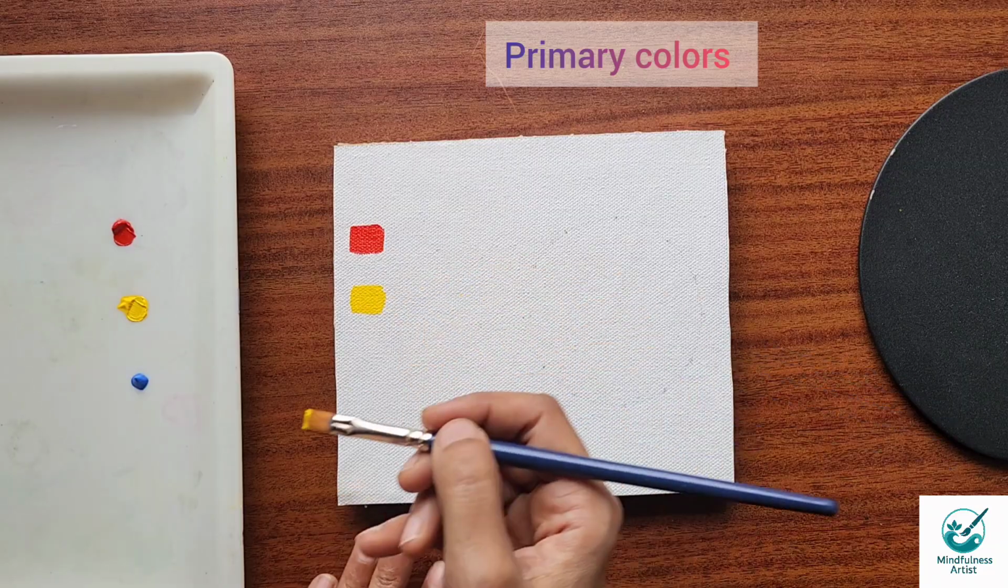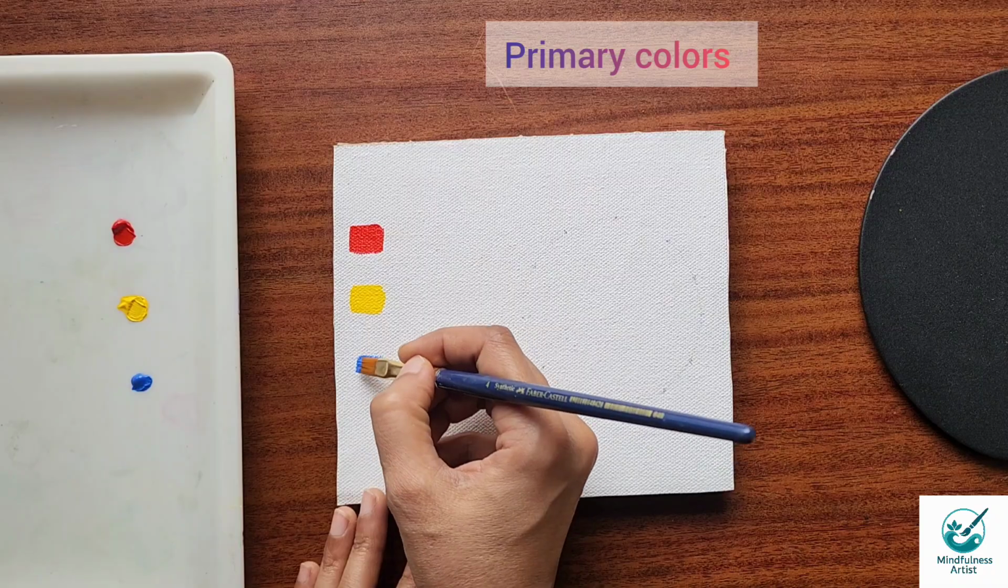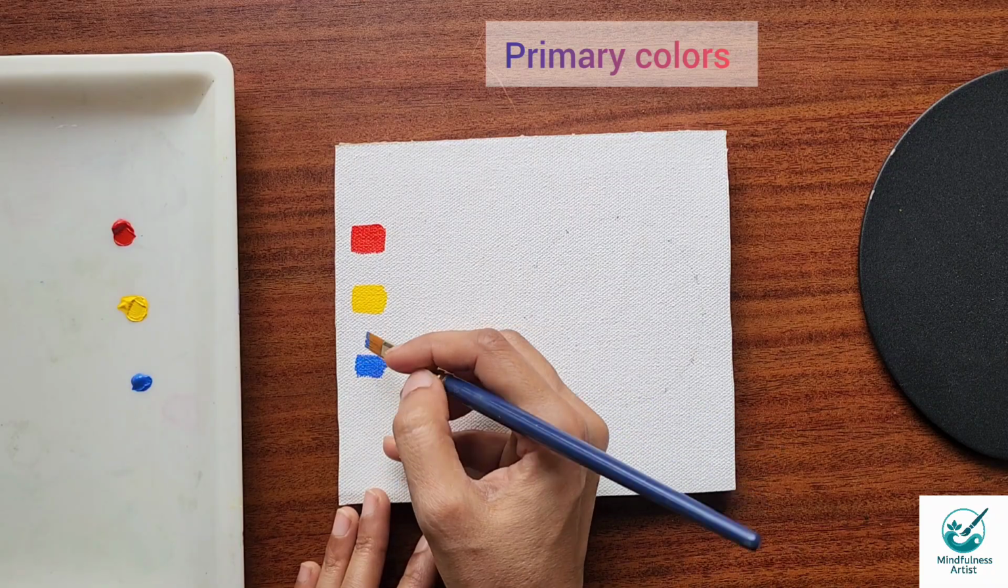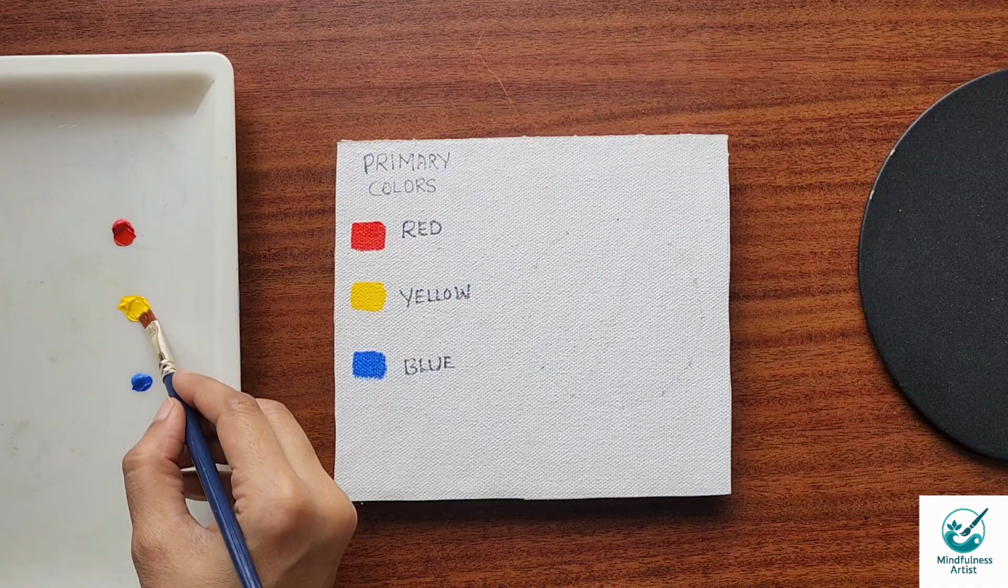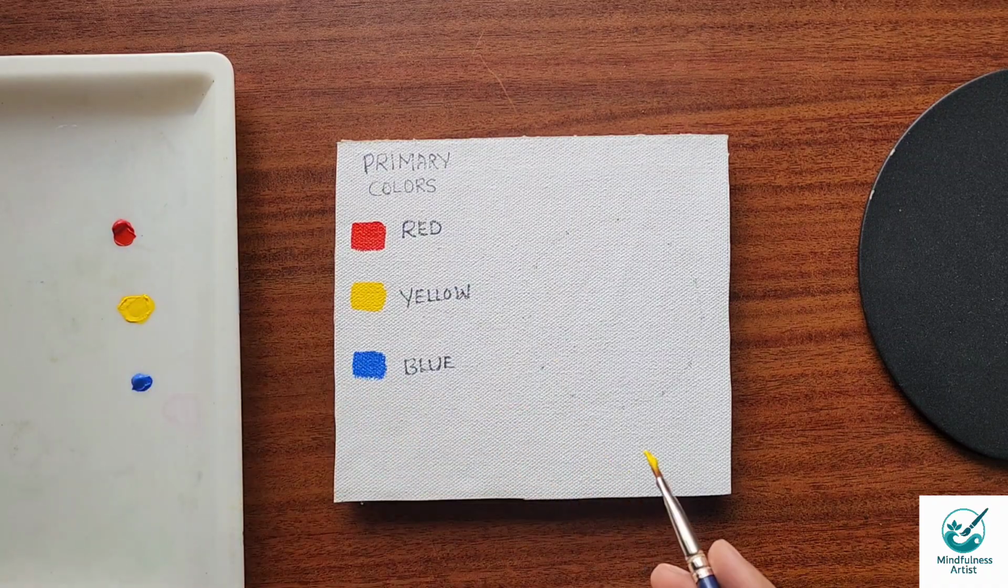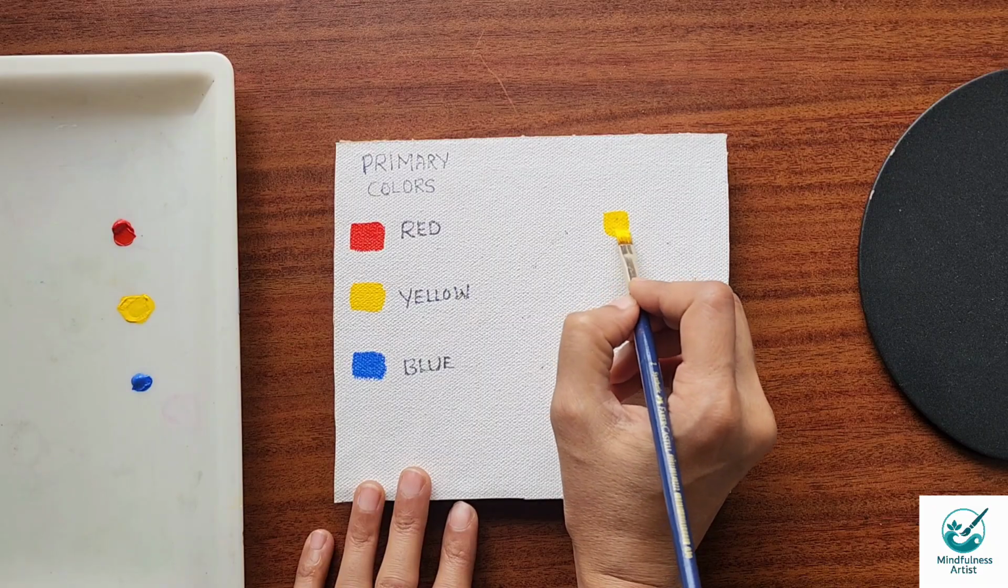For example, when we mix red and yellow, we create orange. When we mix yellow and blue, we create green. And when we mix blue and red, we create violet. First, I am going to place the three primary colors on the color wheel, yellow, red and blue.